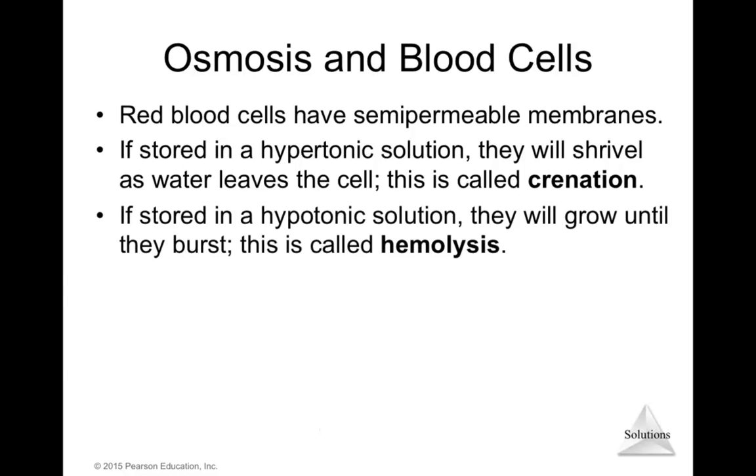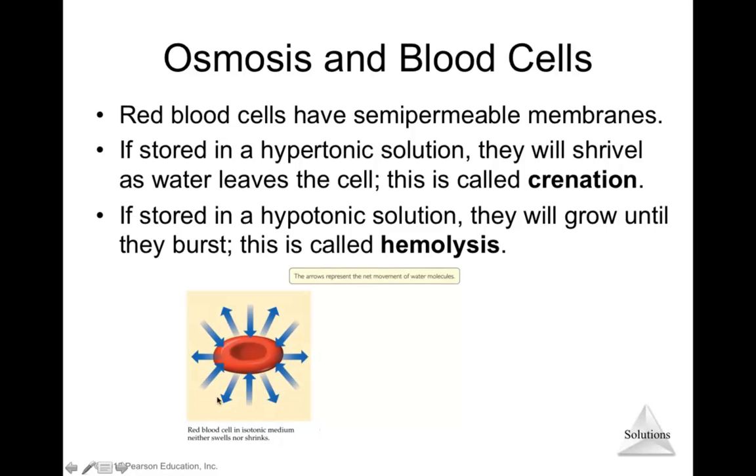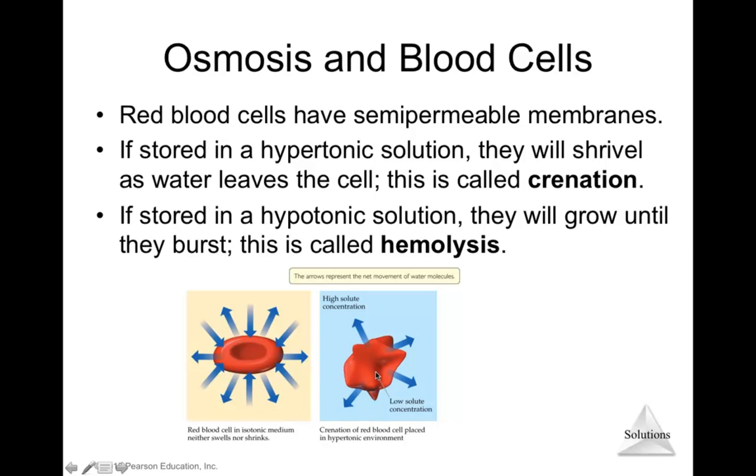If you store them in a hypotonic solution, they will grow until they burst, because you have a higher concentration of solid inside the blood cell. So the water will go through that membrane inside the blood cell and it's going to burst. This is called hemolysis. Here we have the red blood cells in an isotonic medium: the same amount going inside the cell is going out of the cell.